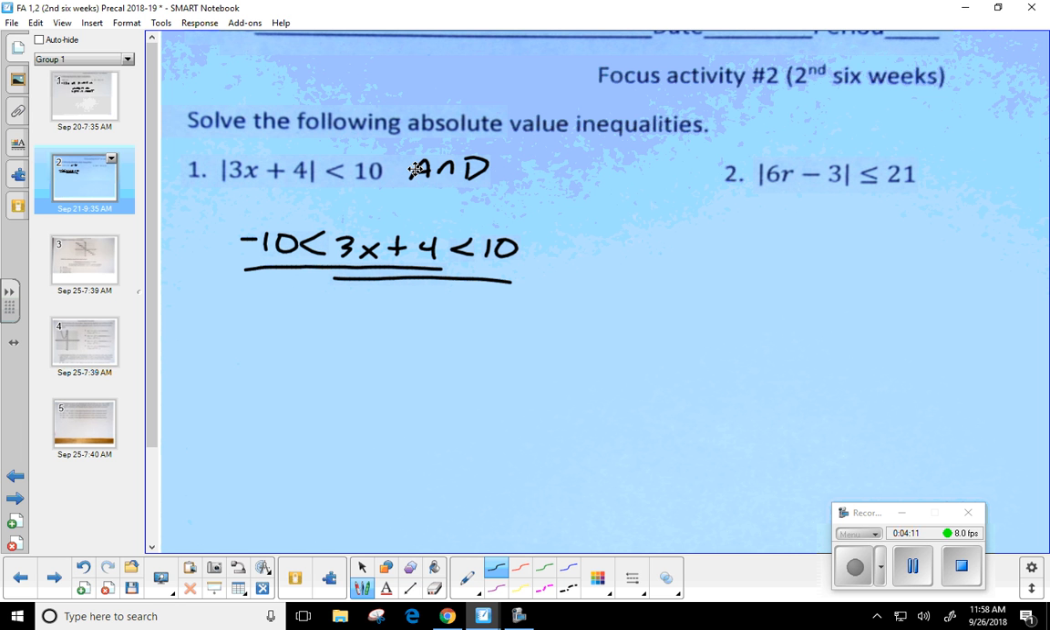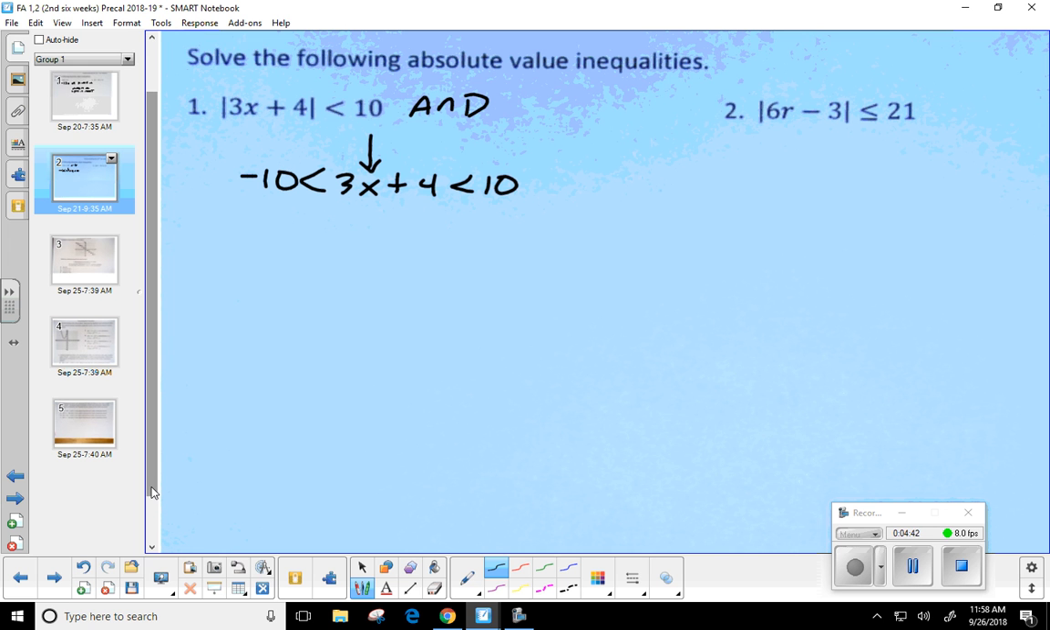We looked at one of these at the very beginning of the school year, and I believe we separated it and solved them independently. But this time, why don't we just leave them together? When you're solving an equation or an inequality, whatever you do to one side, you have to do the same thing to the other. You have to maintain that balance. Here, I'm trying to get x all by itself. So whatever I do to the middle, I'm going to do to both the right and the left sides. What would be the first step? Subtract the 4. I want to get 3x by itself. So if I subtract 4 from the middle, I'm going to subtract 4 from the other two sides. Basically, I'm solving both inequalities together.